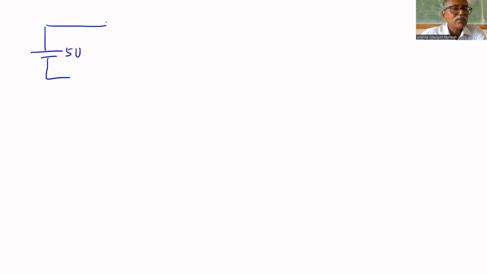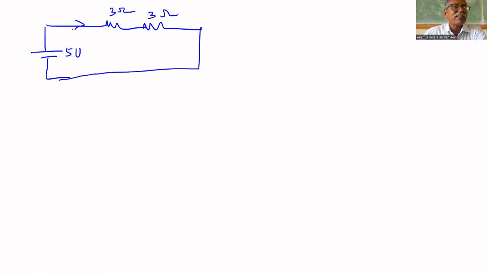5 volt, 2 resistances, 3 ohm. What is the current, total current? Find the total current. What is 5 by 6? 5 by 6, how much? 0.83 ampere. That is the answer.